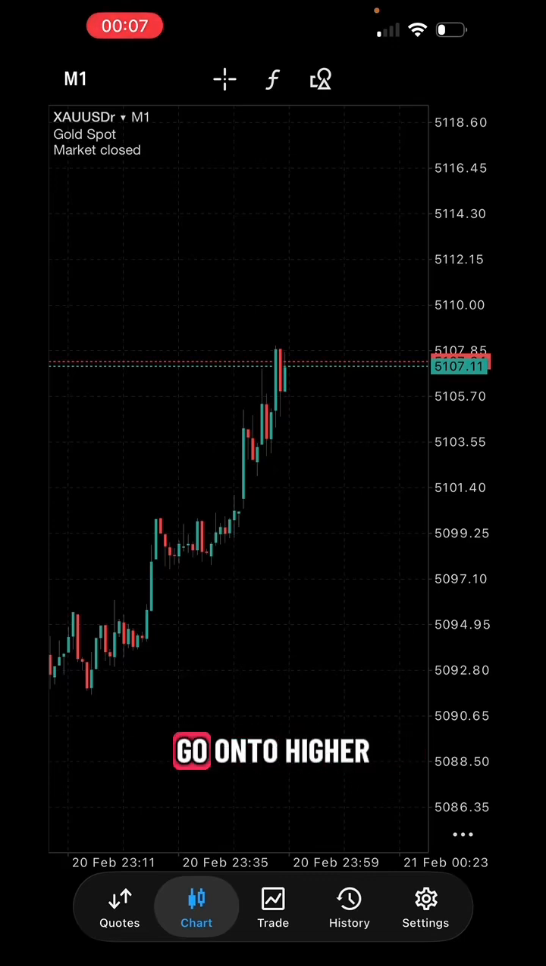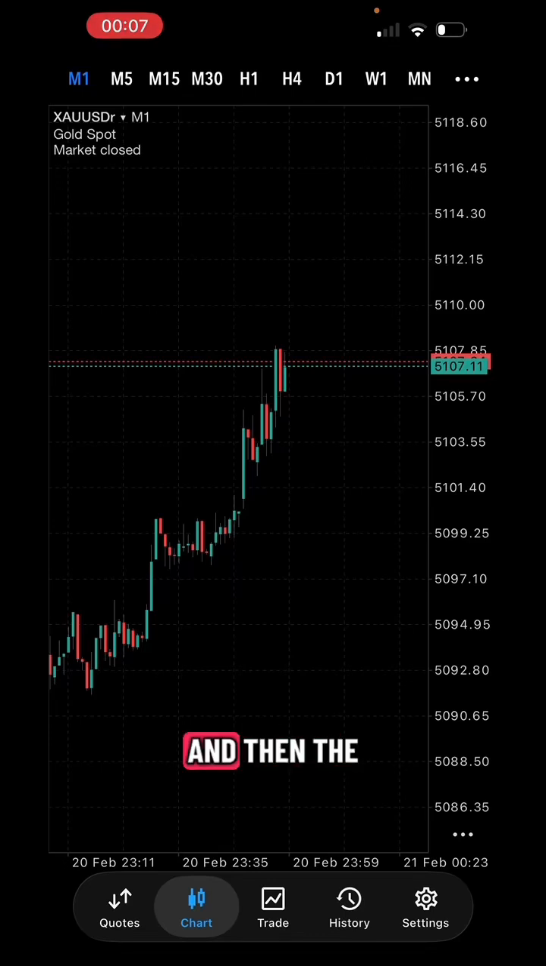So if you guys want to go onto higher time frames, all you're going to have to do is click on that M1 that is top left. I'm going to go ahead and click on it now, and then the rest of the time frames will pop up.